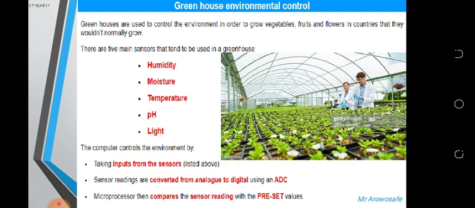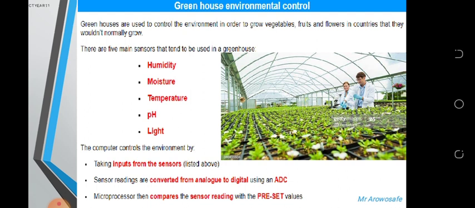So we have discussed how microprocessor can control automatic cooker and ovens. We have also discussed how microprocessor can control central heating system. So now we are on greenhouse environmental control.